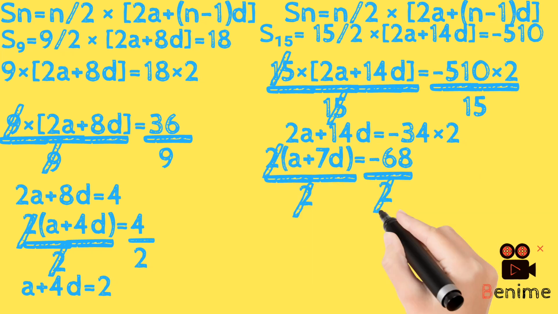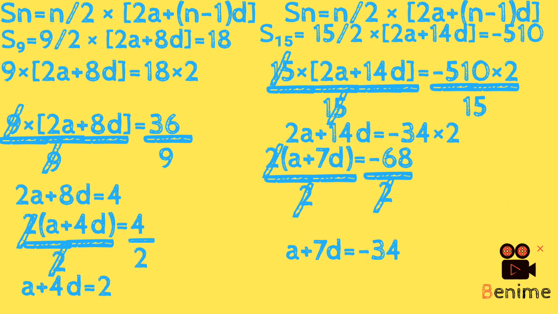Now divide both sides by that 2 I brought out. So you now have a plus 7d is equal to minus 34, since minus 68 divided by 2 is minus 34. So this new equation is equation 4.